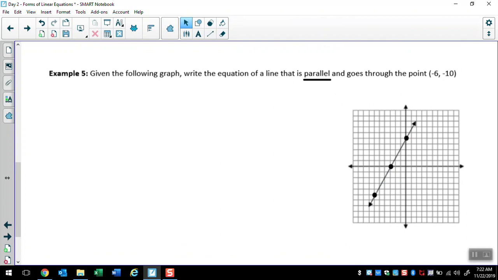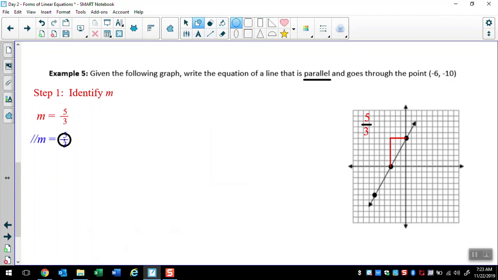All right, so the first thing we're going to do is identify our m. So my slope on this one, I'm going to just pick these 2 points here, has a rise of 5 and a run of 3. So my slope is 5 over 3. Because it's parallel, my slope stays the same. I don't change it. So I'm going to keep using that 5 over 3 as my slope.